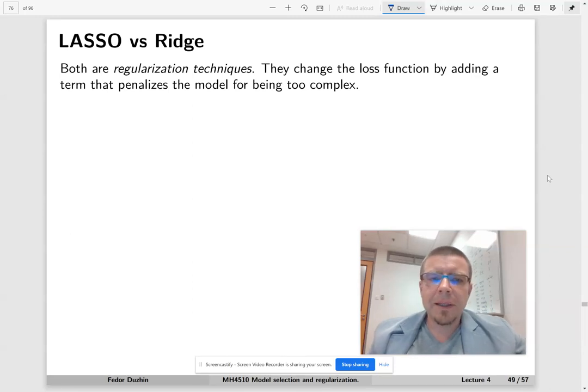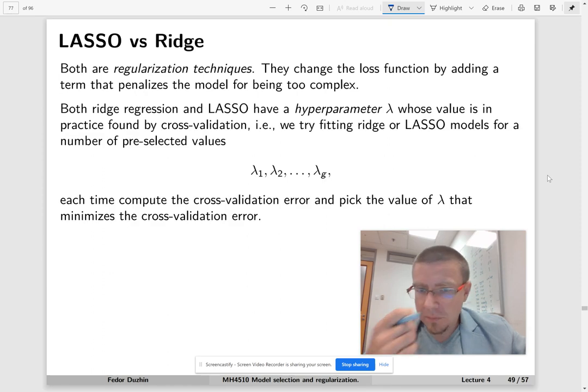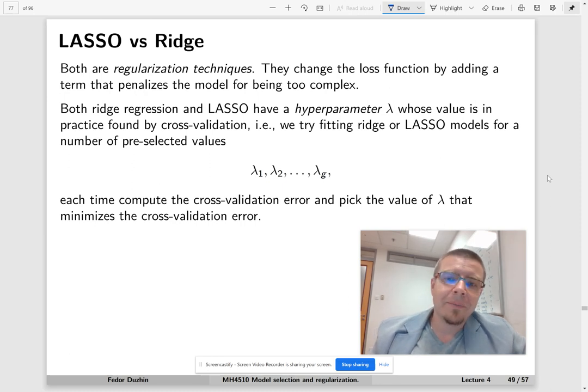So finally, let us review advantages and disadvantages of lasso over ridge regression. Both are regularization techniques. Both penalize the loss function by adding a term that becomes large if the model is too complex, in the sense that the model's coefficients are too large. Both algorithms have a hyperparameter lambda, whose value in practice is found by cross-validation.